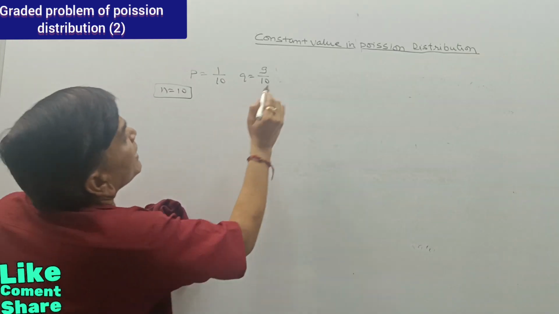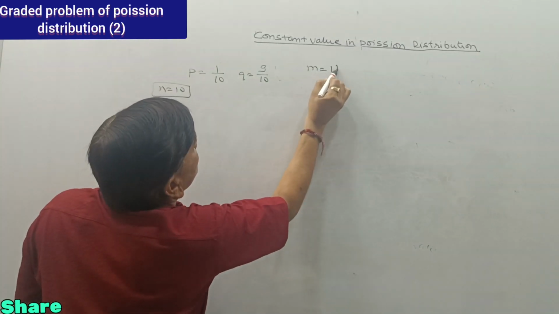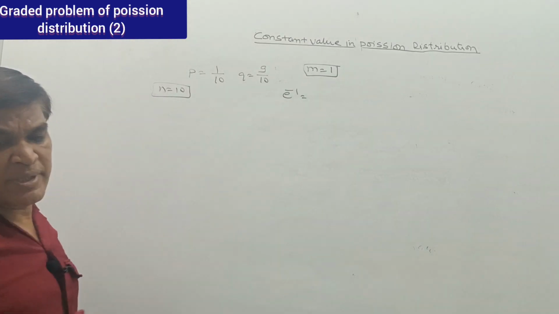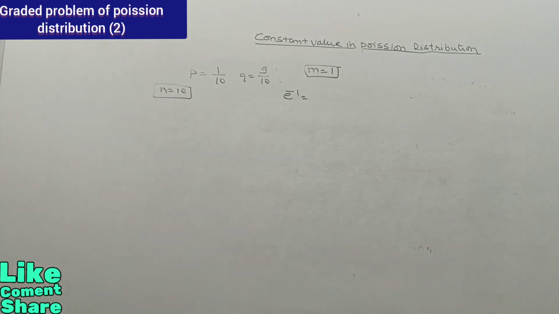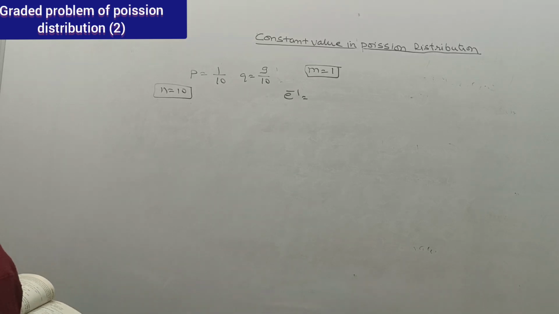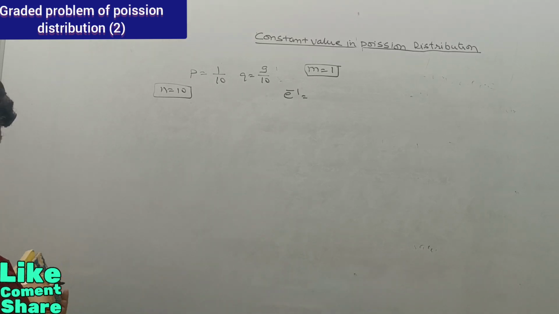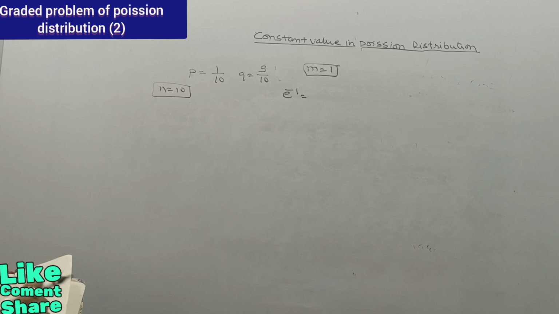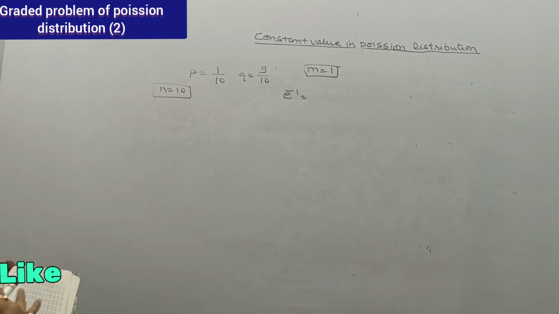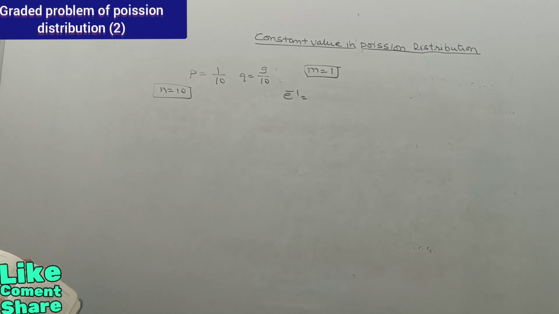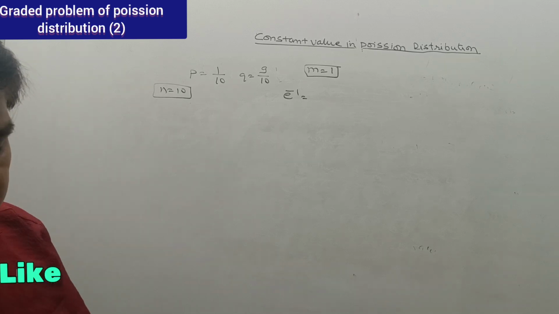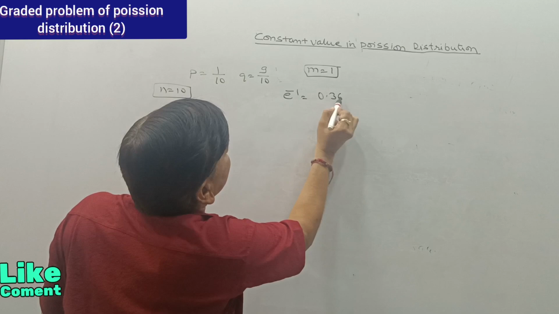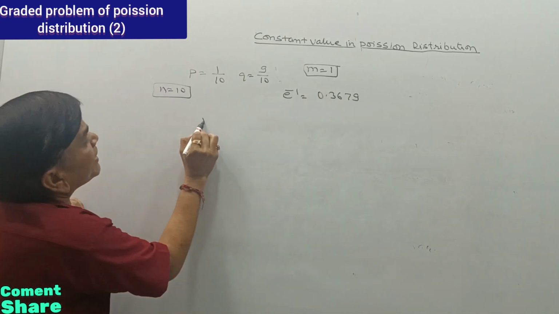So here m is equal to 1. So e raised to power minus 1, we will see the table for e raised to power minus m. The table is available over there already. That is 0.3679.